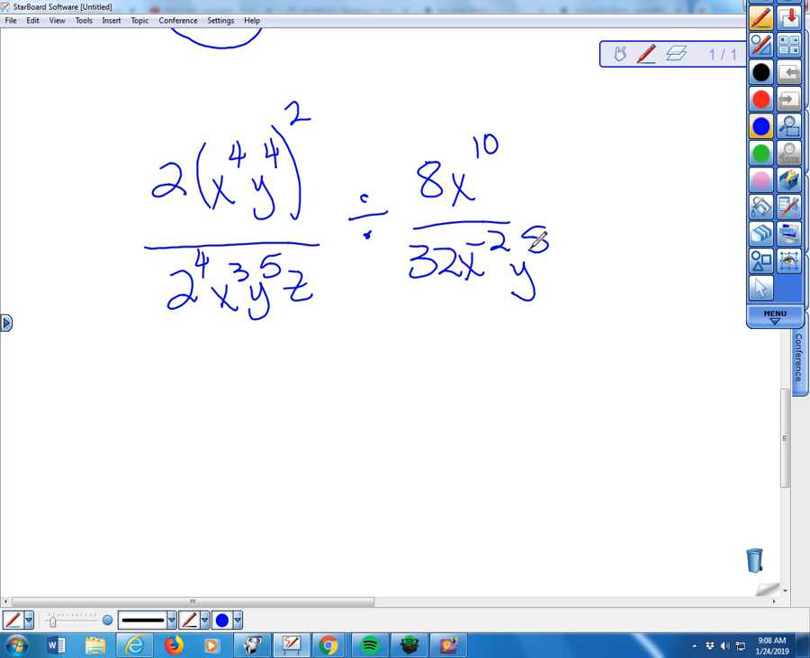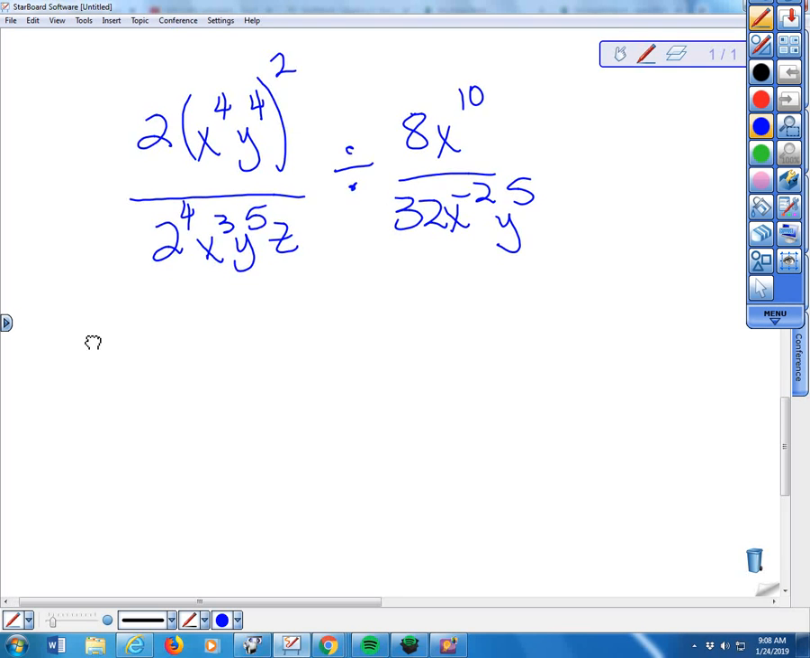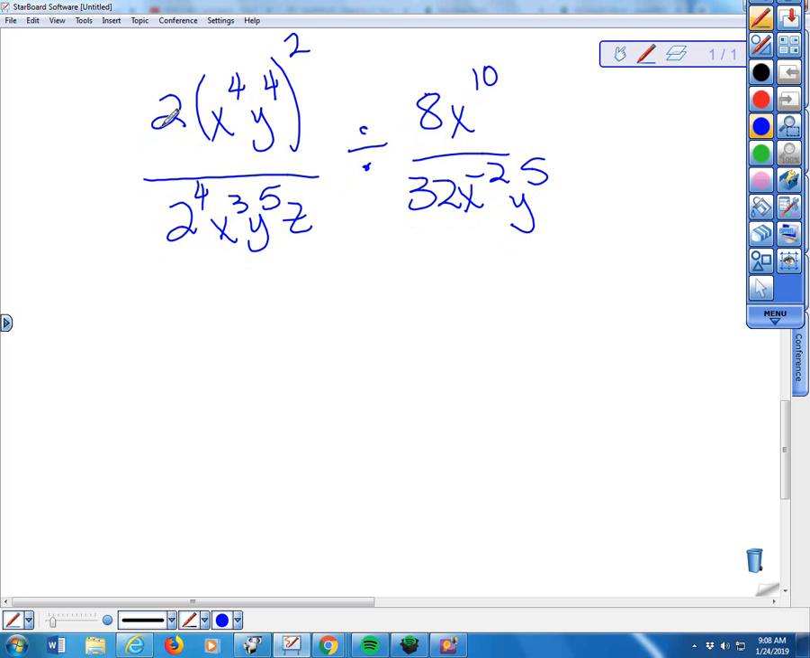So on something complicated like this, just start with the parenthesis. Okay, 2 is not being raised to the second. So I'm just going to rewrite it. X to what? 8th. Y to the 8th. And I'm going to divide that by 2 to the 4th, x cubed, y to the 5th, z.